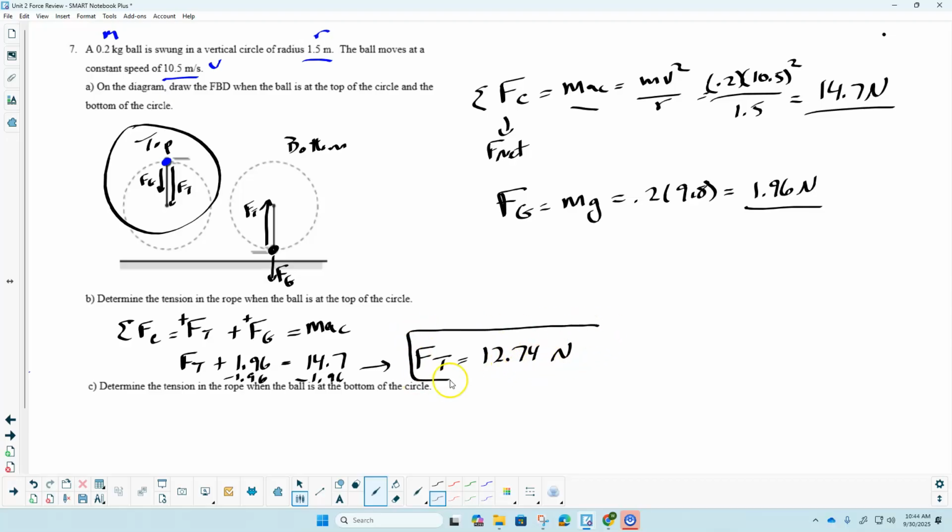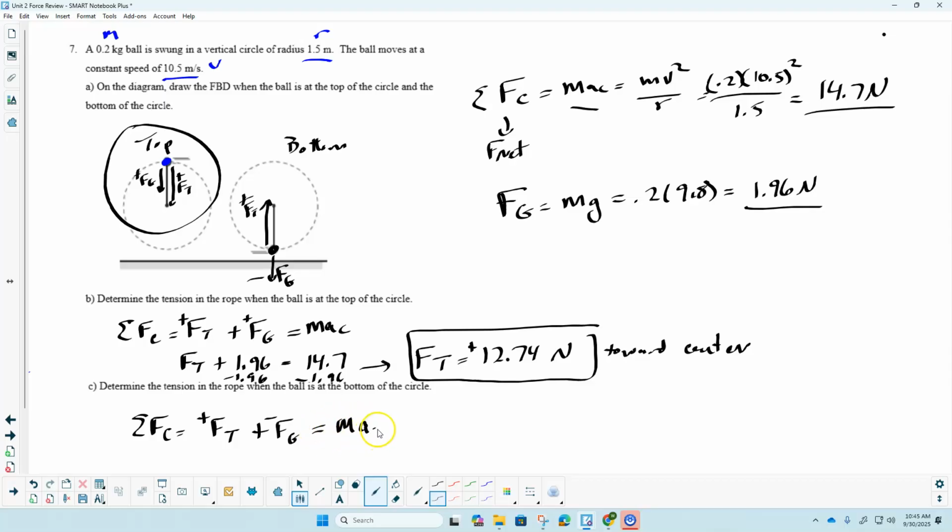newtons. So the tension is still pulling inward towards the center, but it is not as big as it's going to be in part B because the gravity is going against that in part B. So it's really a similar setup. You've got the tension plus the gravity, but this time the gravity is negative because it pulls away from the center, and in the other one, everything was pulling towards the center, which is the positive direction. Again, you set that equal to MAC.